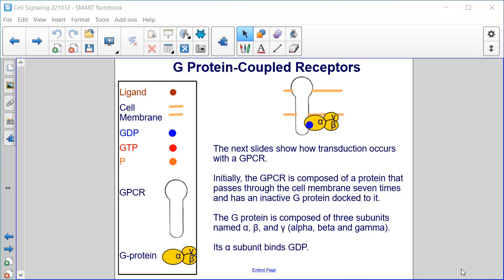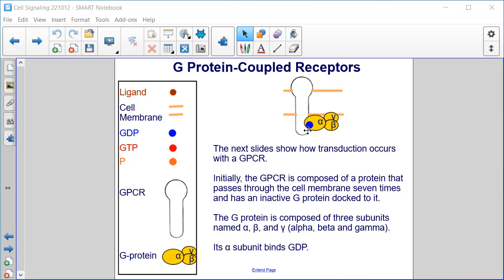G protein-coupled receptors. The next slides show how transduction occurs with a GPCR. Initially, the GPCR is composed of a protein that passes through the cell membrane 7 times and has an inactive G protein docked to it. The G protein is composed of 3 subunits named alpha, beta, and gamma. Its alpha subunit is what binds GDP.